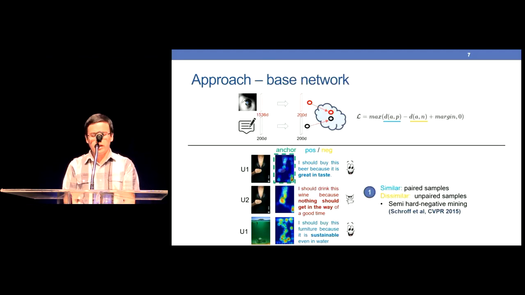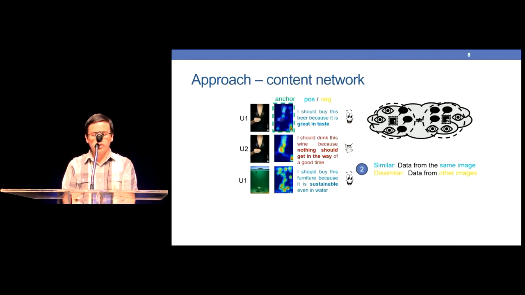We use triplet learning to learn an embedding space. Our base network ensures that paired samples provided by the same user on the same image should be similar, and unpaired ones should be dissimilar. We also add two more types of constraints. We call the first one content constraint, where data provided on the same image are similar, and data on different images are dissimilar.